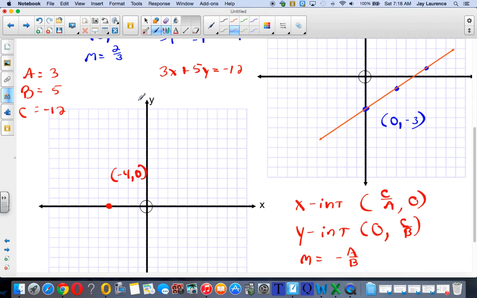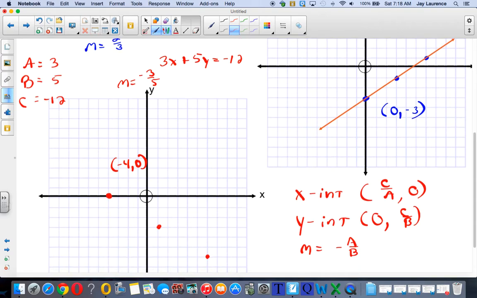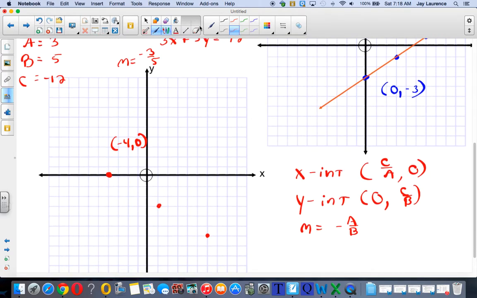All right, my slope looks like it's going to be negative 3 over 5. And so I'm going to go down 1, 2, 3 and write 1, 2, 3, 4, 5. There we go. And so we have that. And now I can draw my line. Notice that I had the negative slope and the line is going down to the right. Positive slopes have lines that go up to the right.